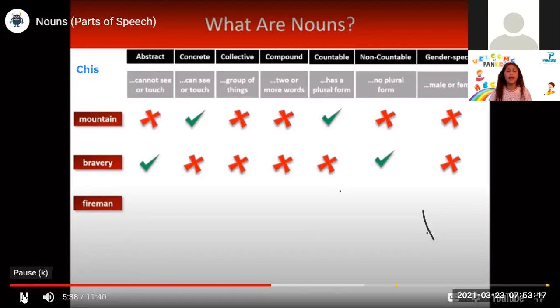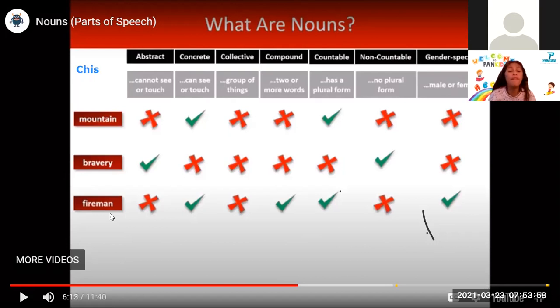Okay. Let's move on to the next. Well, you can see a fireman, so that makes it a concrete noun. It's not a collective noun. It's not a group of things. But it is a compound noun. It's made up of two or more words: fire and man. We'll come back to that in a moment. It's a countable noun because it has a plural, firemen. That means it can't be a non-countable noun. And it's gender specific. A fireman is always a male. You have a fireman or a firefighter, the neutral version.